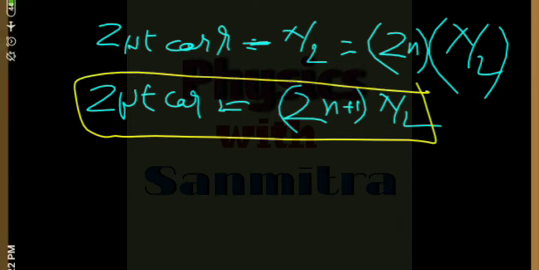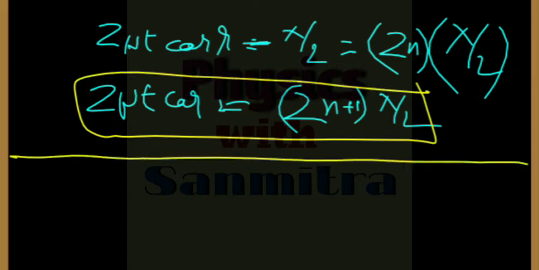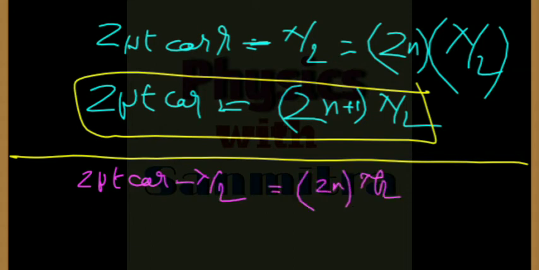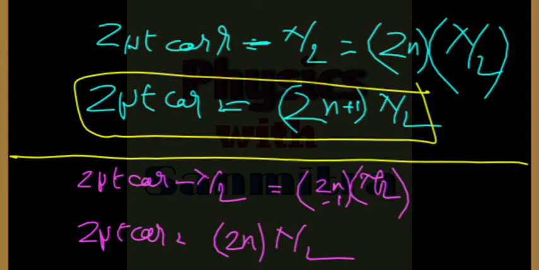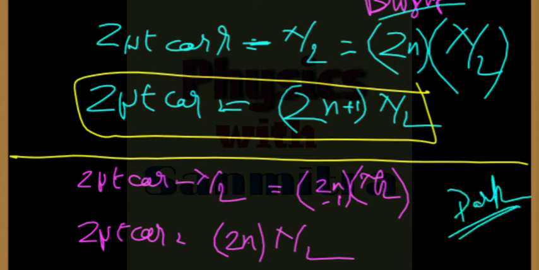Similarly, for destructive interference, we get 2 mu t cos r minus lambda by 2 is equal to 2n minus 1 lambda by 2, an odd multiple of lambda by 2. So 2 mu t cos r will be only 2n lambda by 2. This is for bright fringes and this will be for dark fringes. I hope this much is clear.